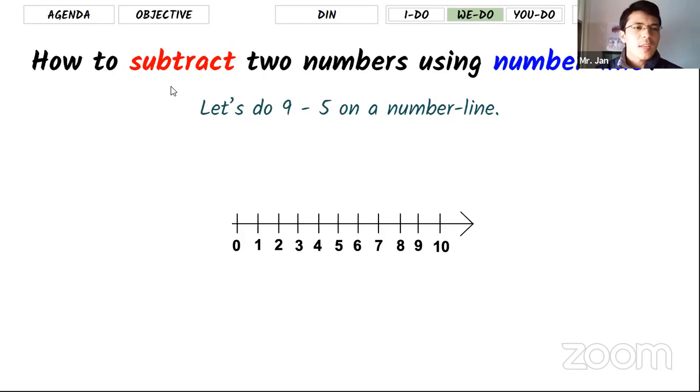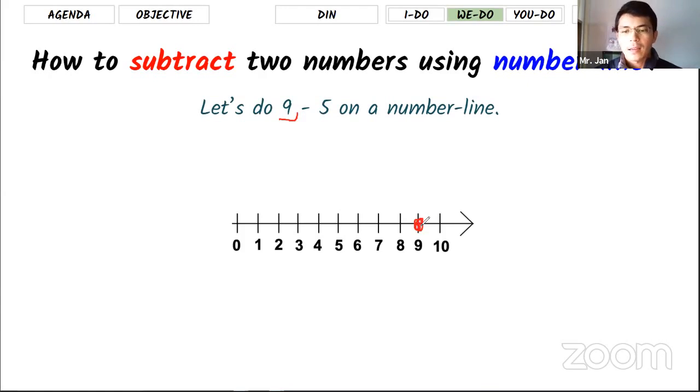And now the second part of the objective for today is how to subtract two numbers using a number line. Let's do 9 minus 5 on the number line. Again, the first number is 9. You need to locate the 9 on the number line. So here is the 9. This is my starting point.